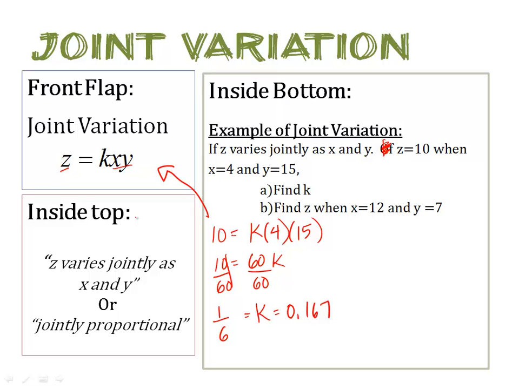Now I can solve for part B. Find z when x is 12, y is 7. I have to put the k value in, 0.167 times 12 times 7. All of that multiplied will give me my value for z. 0.167 times 12 times 7 gives me 14, even 14. That's how I solve for z.